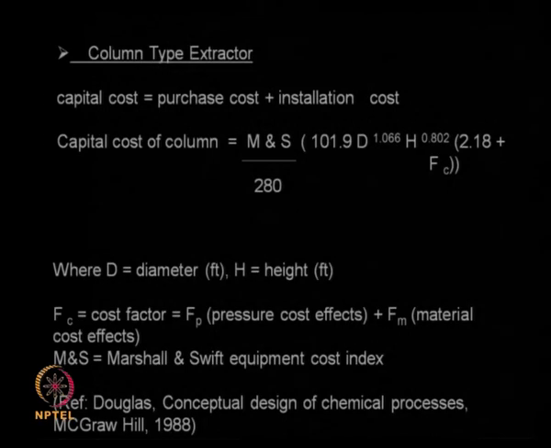So the capital cost of a column is made up of many factors: the diameter of the column, the height of the column, the material of construction of the column, and the pressure at which you are operating the column. All these factors have an effect on the capital cost based on certain exponents, and that is what these equations tell us, okay, which we will continue in the next class.